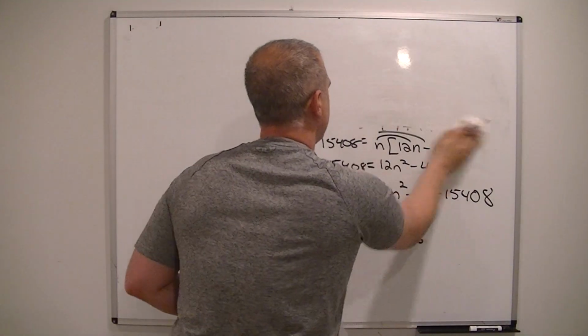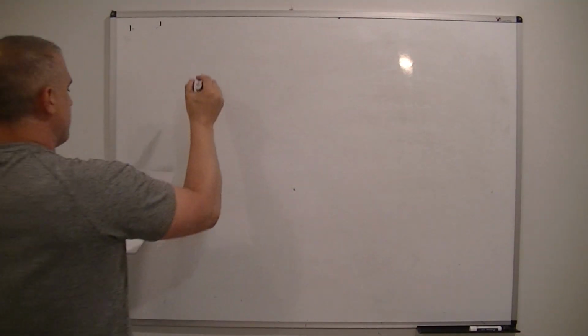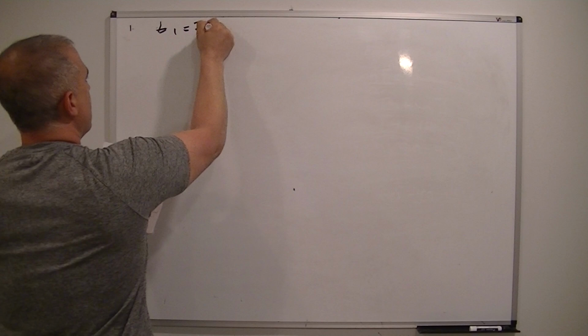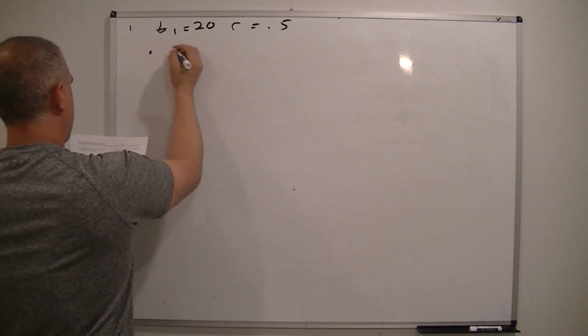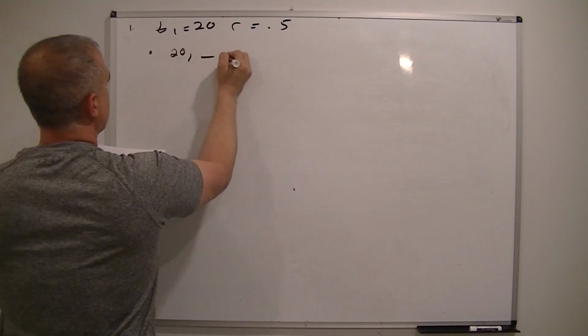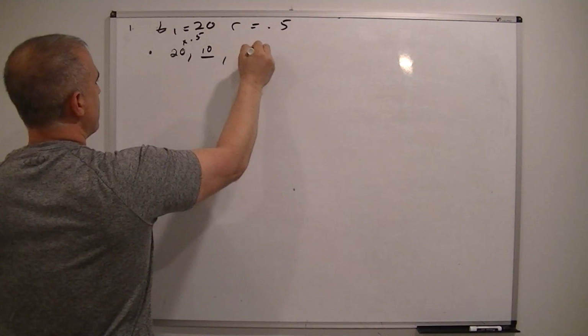Let's go on to question 2. Okay? Question 2 is a geometric one where they tell us T1 is 20 and the ratio is 0.5. They want the next 2 terms. Okay? So it's 20, 1, 2. So I'm multiplying by 0.5, so that'd be 10. And then that would be 5.